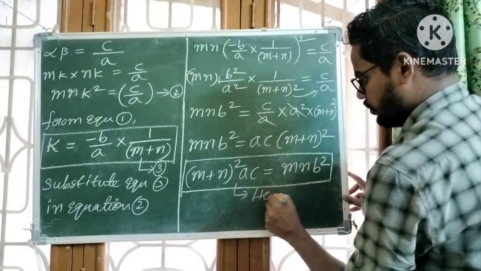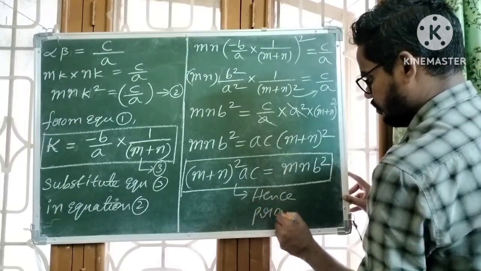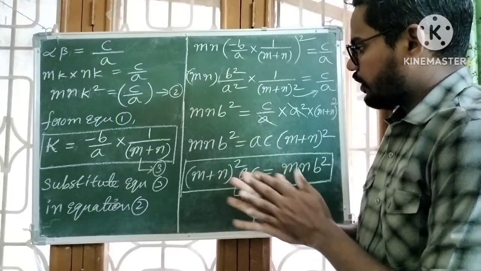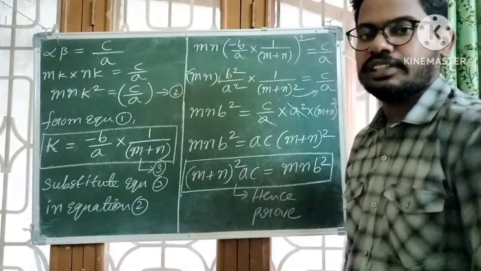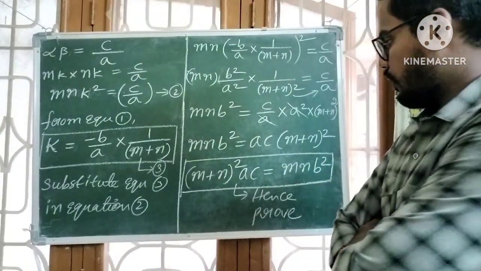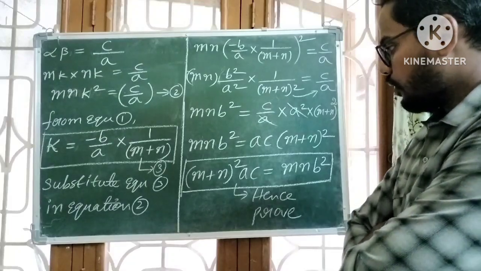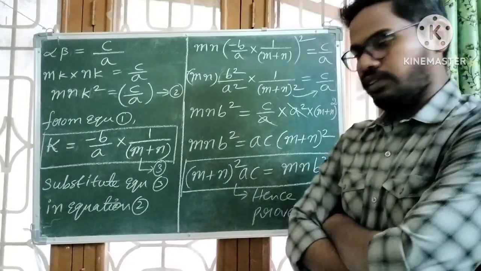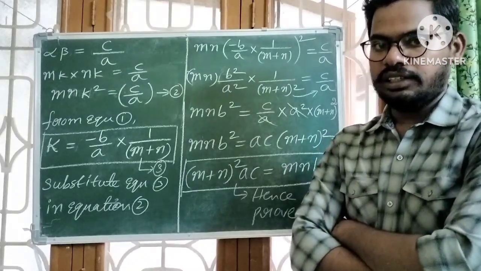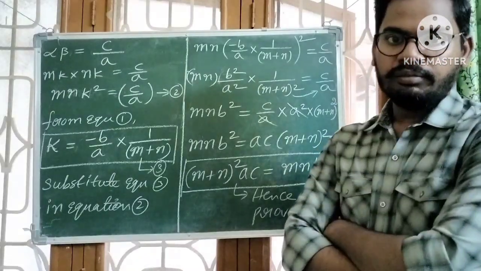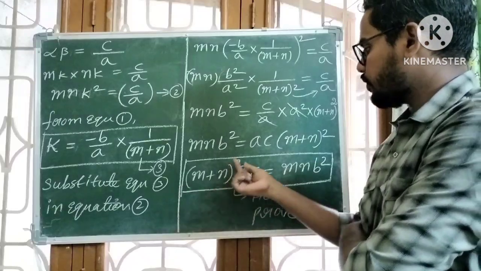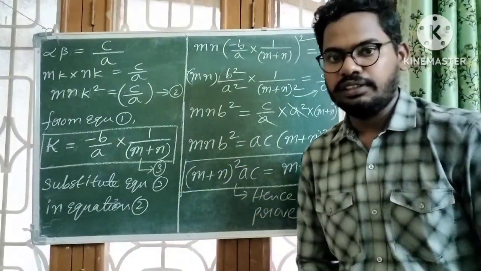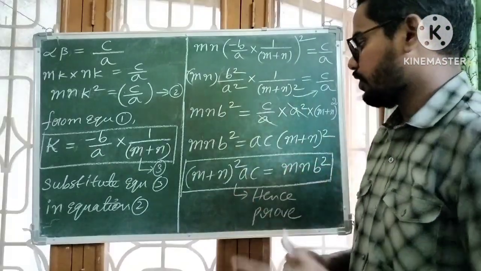Hence, if the quadratic equation ax square plus bx plus c is equal to 0 has roots alpha, beta, and alpha, beta are in the ratio m is to n, then m plus n whole square into ac is equal to mn b square. This is the procedure to prove this relation.